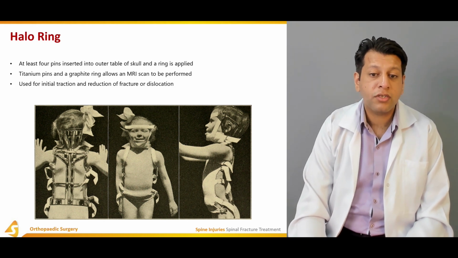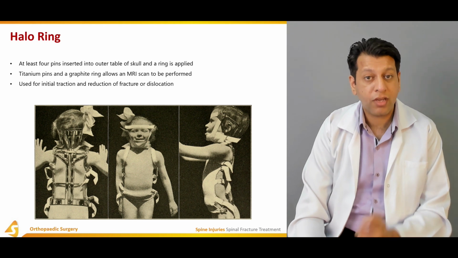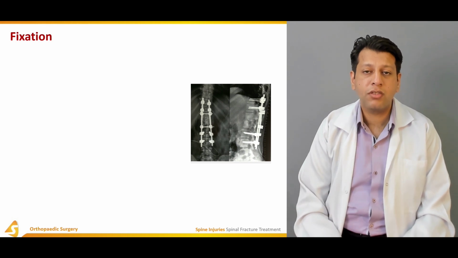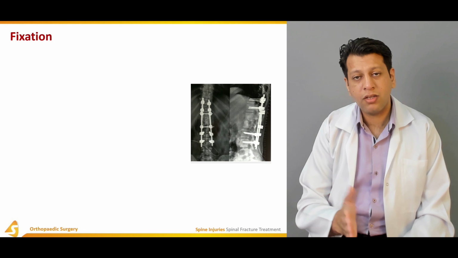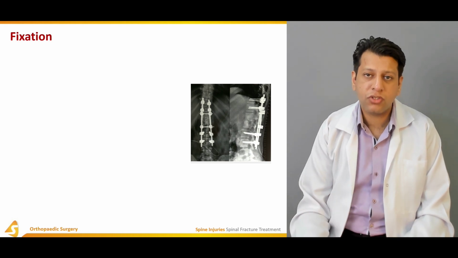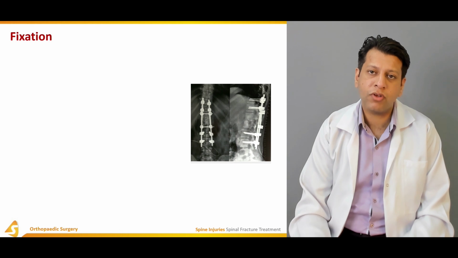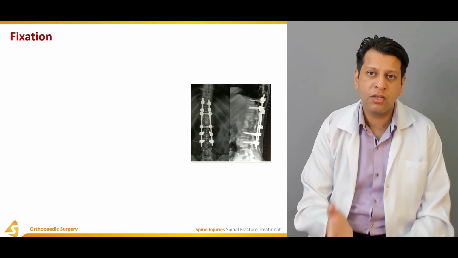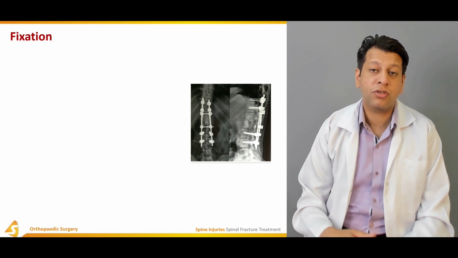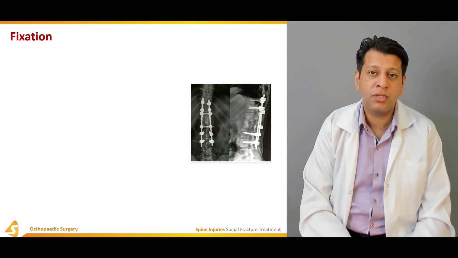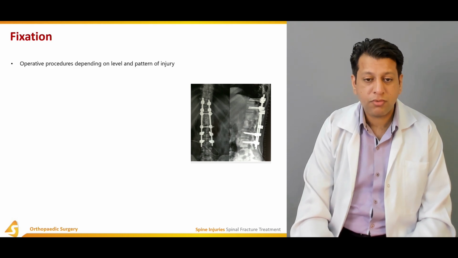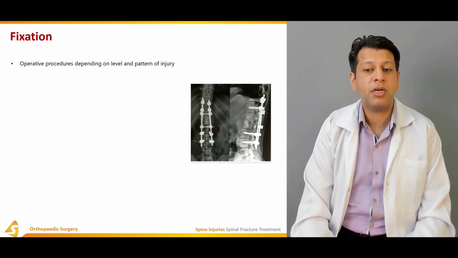And it can be used for initial traction, and reduction of fracture or dislocation, especially in the case of cervical fractures. Now coming to the fixation. Coming back to that column theory, you can fix the spine either anteriorly or posteriorly. Nowadays there is a tendency to fix everything posteriorly, and approaches have been developed to fix more and more from posteriorly, because it's very easy to approach the spine posteriorly. But if there is a problem with the anterior column only or a middle column, then sometimes you cannot go from behind, and you have to go anteriorly as well. So operative procedures depend upon the level and the pattern of injury.